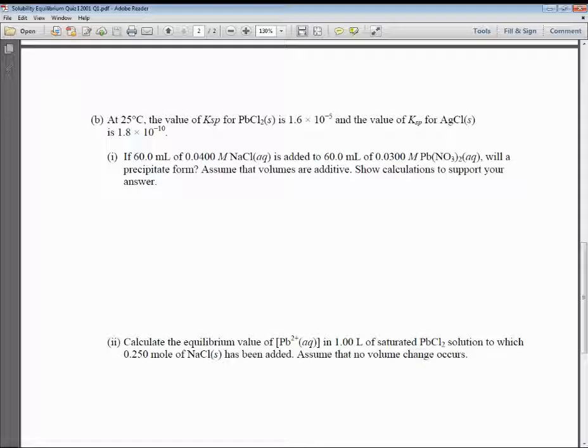And this is a Q question. These Q questions mean that you're always starting on the right side. So you're starting with 2.4 times 10 to the minus 3 moles sitting in 0.120 liters, yes?